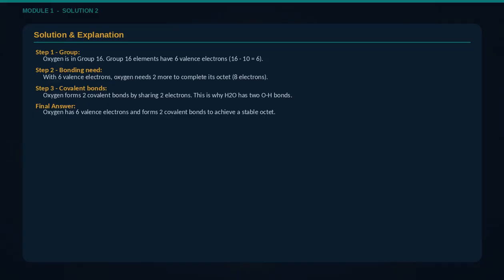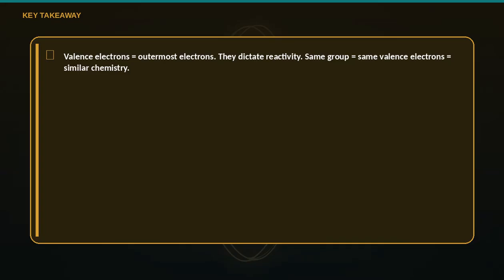Here's the solution. Oxygen is in group 16, which means it has 6 valence electrons. With 6 valence electrons, oxygen needs 2 more to complete its octet of 8 electrons. That's why oxygen forms two covalent bonds, sharing 2 pairs of electrons, as we see in water, H2O. Key takeaway: valence electrons are the outermost electrons. They dictate chemical reactivity. Elements in the same group have the same number of valence electrons and similar chemical behavior.